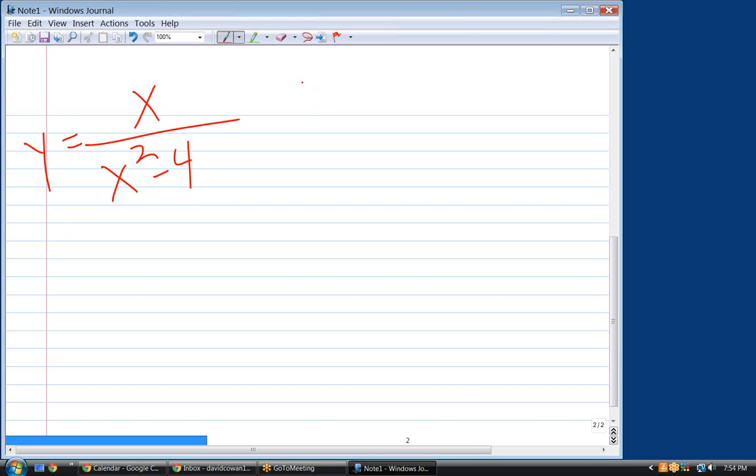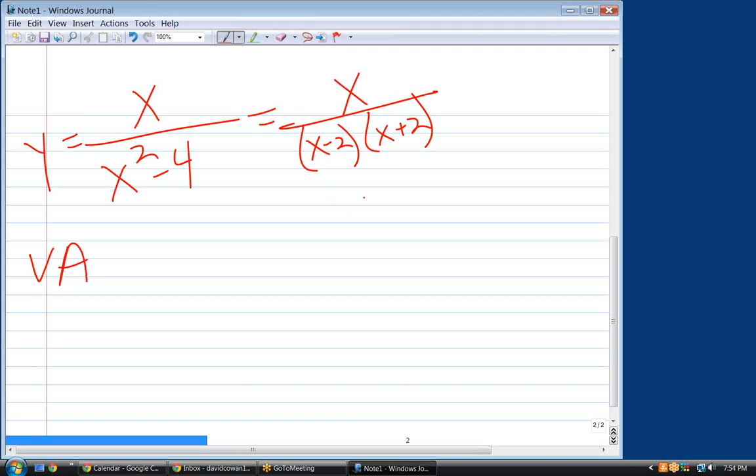Let's talk, first of all, let's factor the bottom. What does x squared minus 4 factor into? X plus 2, x minus 2. Okay. Now let's figure out the vertical asymptotes. Those are the easiest things to figure out. Where do you get vertical asymptotes?